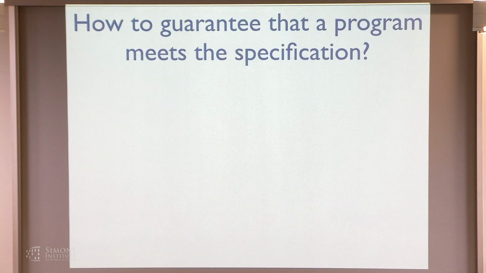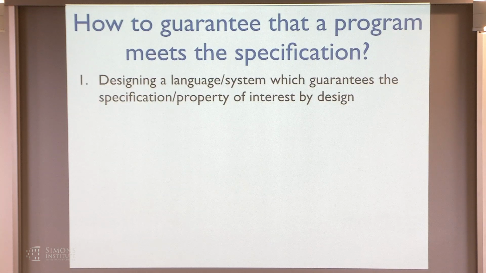Now, if we keep in mind these three directions, how can we guarantee that the program meets the specification? I will try to look at three different directions in my talk. The first one, which was also the first to come up in the differential privacy literature, is trying to design a language or a system which guarantees the specification, the property of interest, by design. So I write my program and I trust the developer of this programming language that I'm doing something that meets the specification. And this will be mainly the first part of my talk.